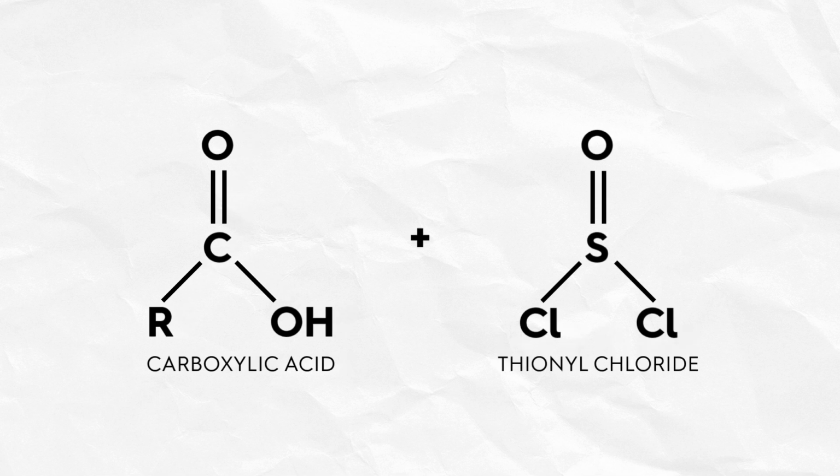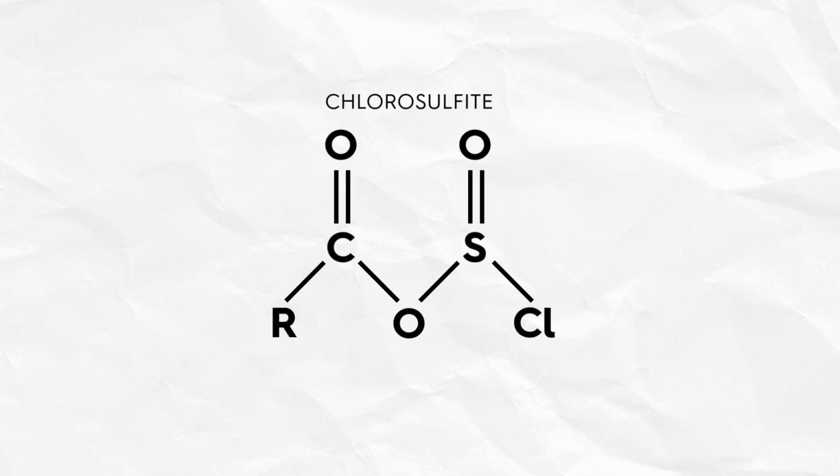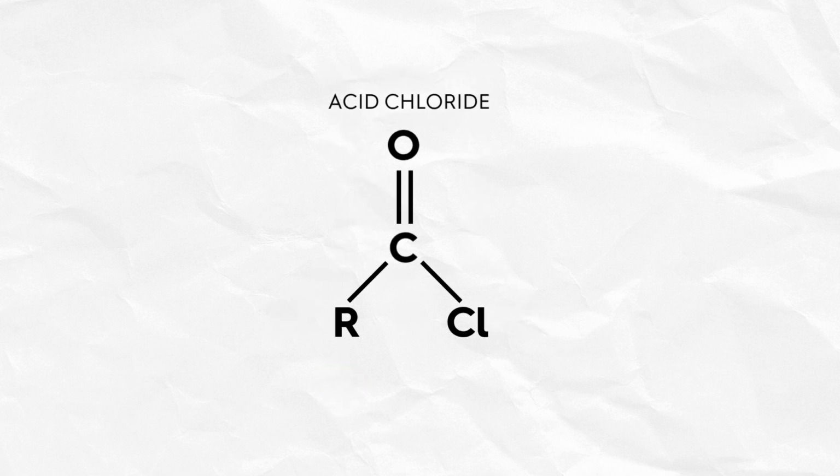With thionyl chloride, the hydroxyl first converts into a chlorosulfite. Then, chloride ion steps in and displaces it, forming the acid chloride. Here's a bonus tip. Sulfur dioxide and hydrogen chloride gas are released, which drive the reaction forward, but also make it essential to work in a fume hood. The result? You've just set up a much stronger acyl donor.